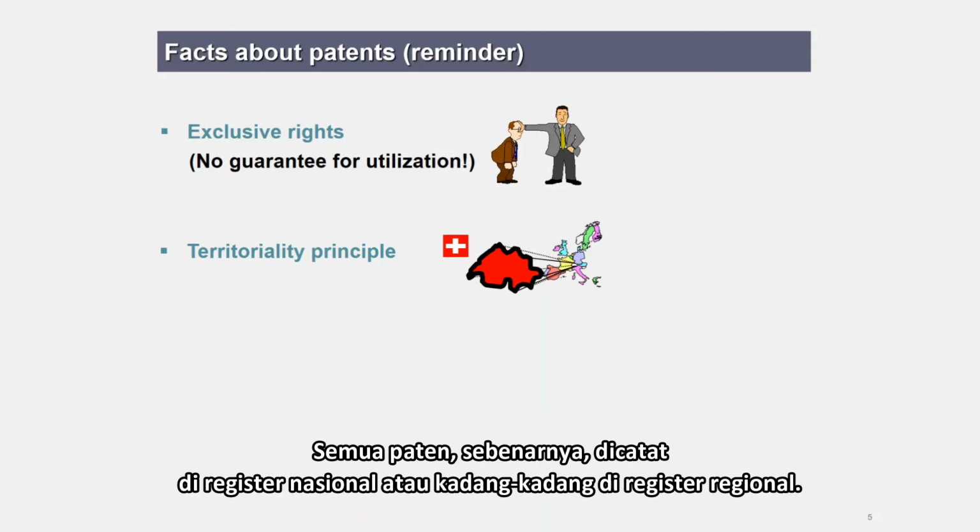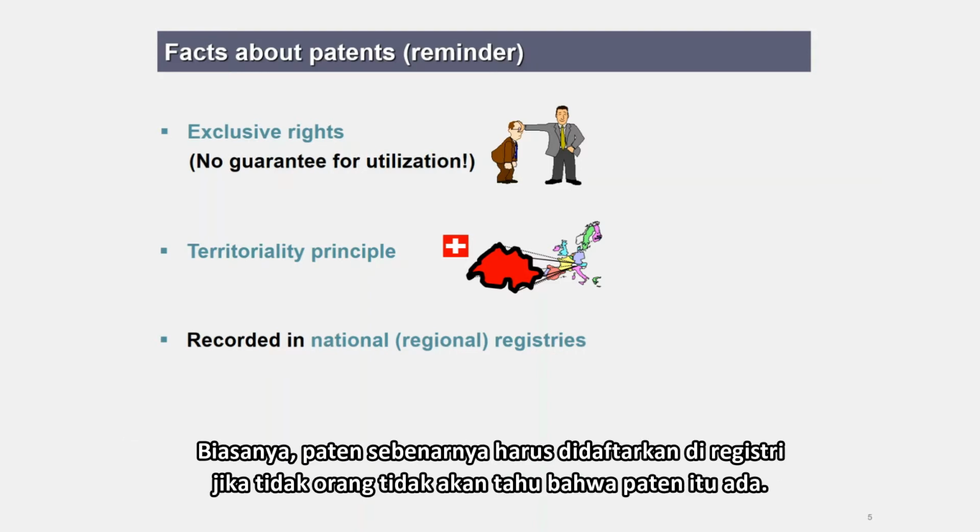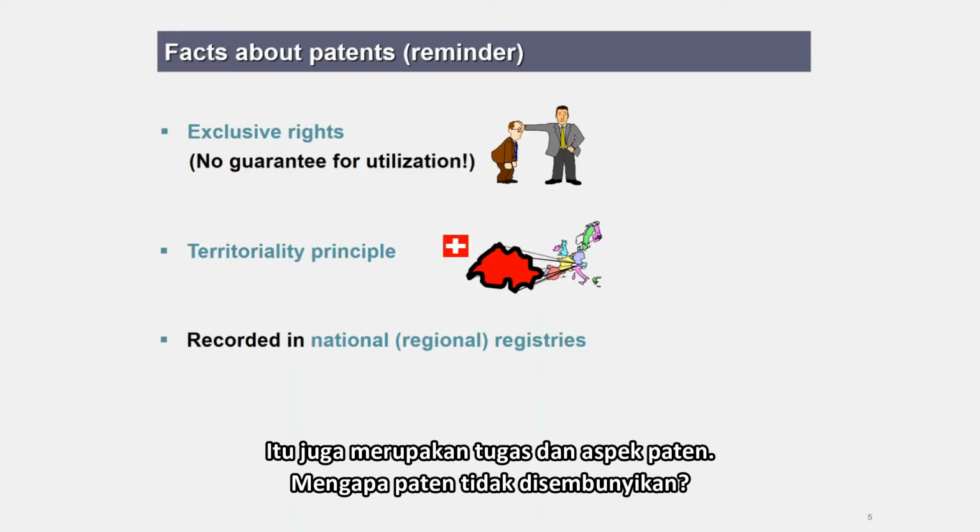All the patents are in fact recorded in a national or sometimes in regional registers. So if you want to find out if the patent exists in these countries, what you have to do is actually to go through the registries of the countries and look for that patent. Normally a patent shall be registered in a registry, otherwise people would not know that the patent exists.